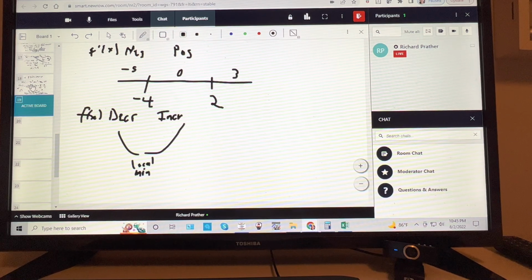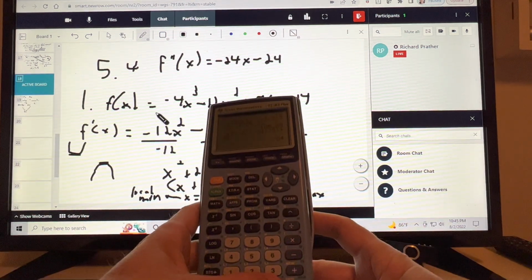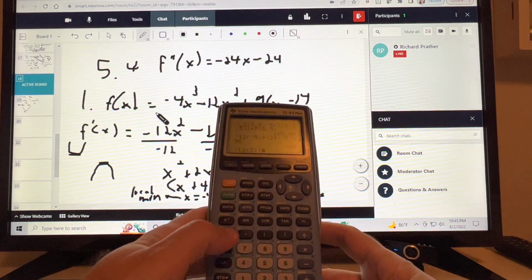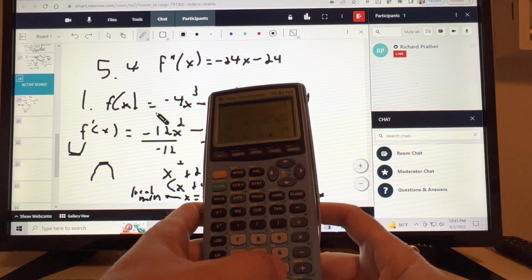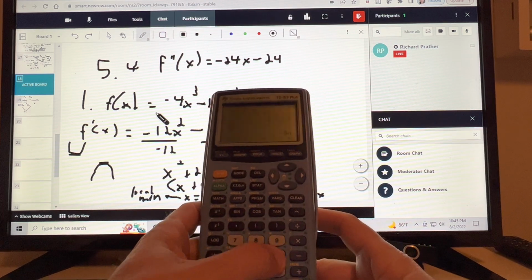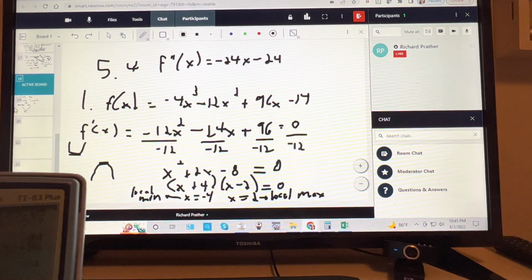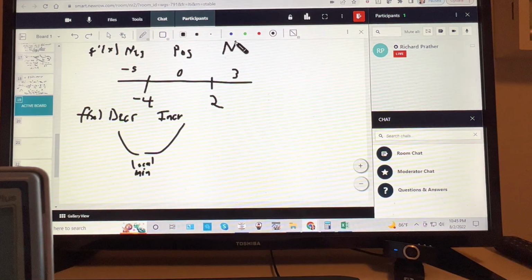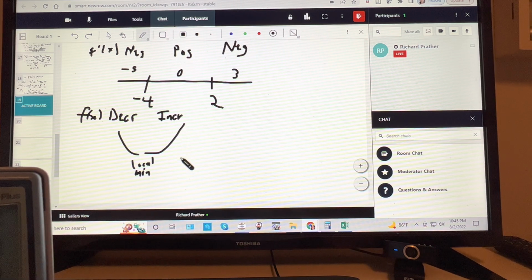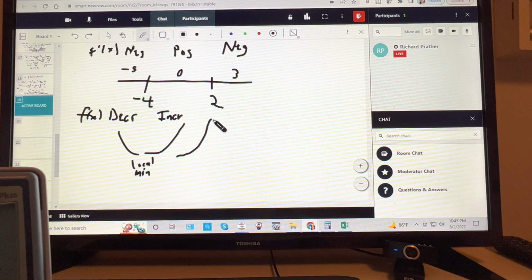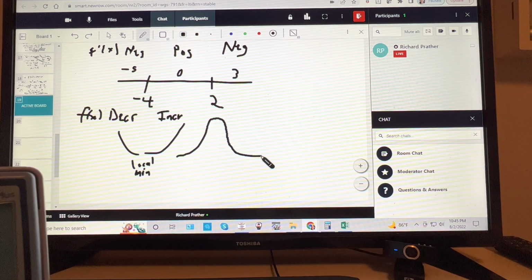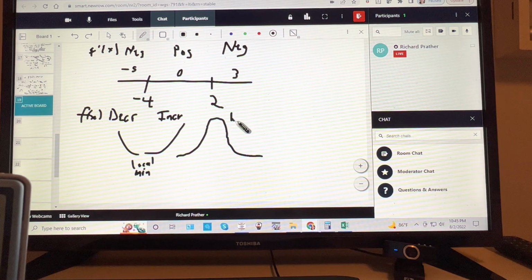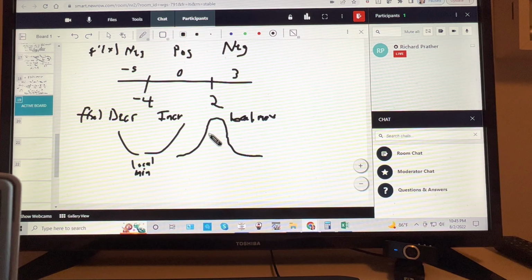Okay, so then finally f prime of 3 would be negative 12 times 3 squared minus 24 times 3 plus 96. That's negative 84. So it's back to negative now. Now you get to reuse this positive answer, so you're increasing first, and then it's flat, and then you're decreasing after that. So that is a local maximum at 2. And the graph is decreasing there too.